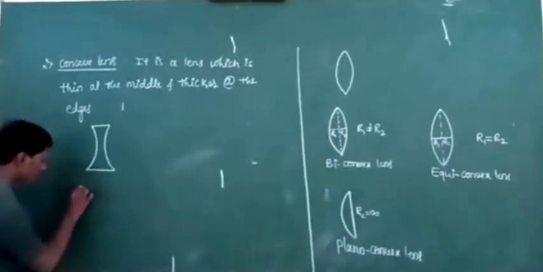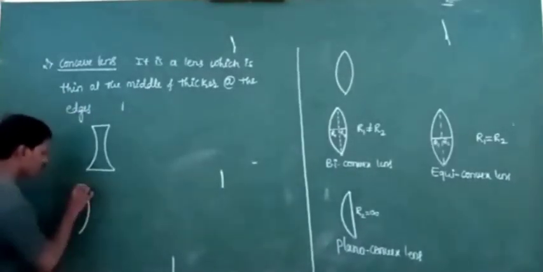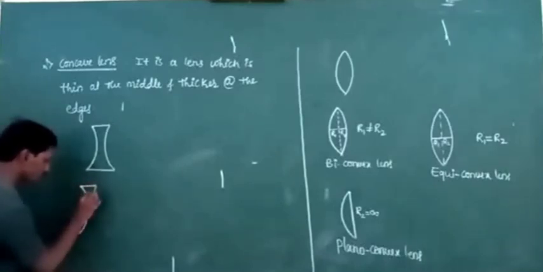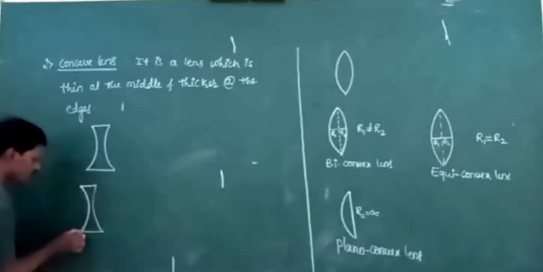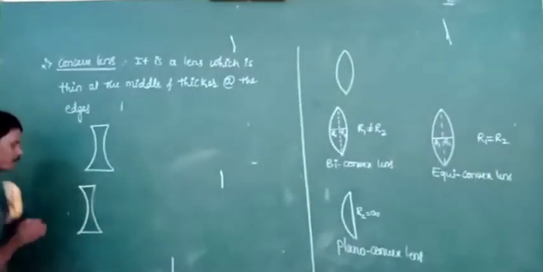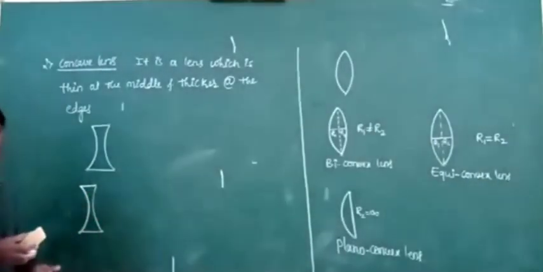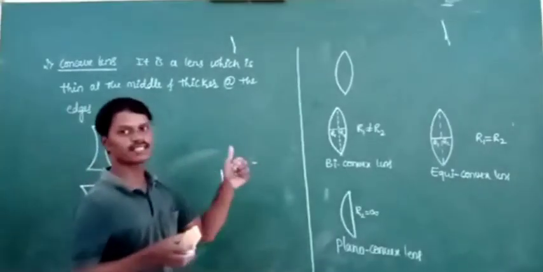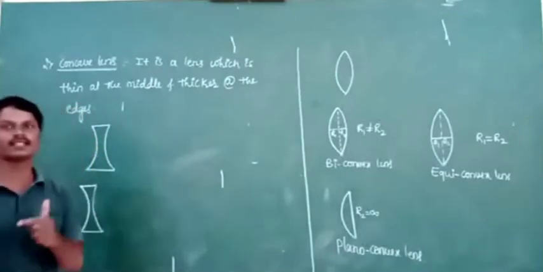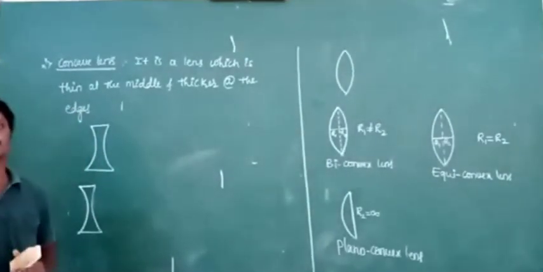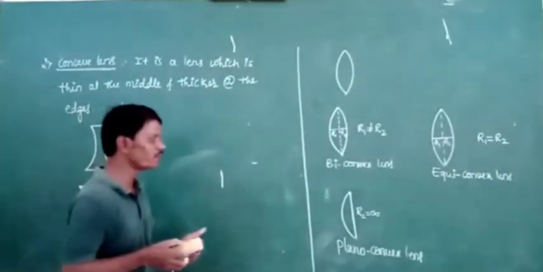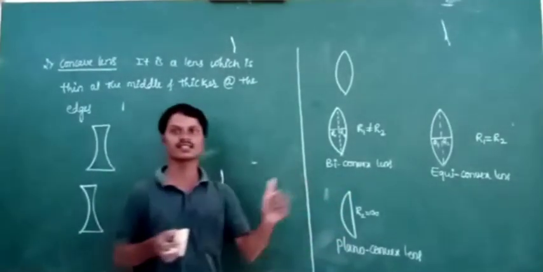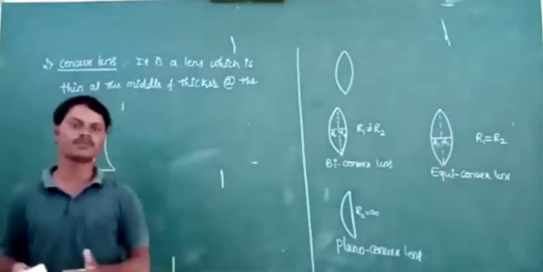See here. It is one surface, and it is another surface. Okay. So both having different radii of curvature. If both curved surfaces have the same radii of curvature, that lens is called equiconcave lens. Then next, what is planoconcave lens? Here it is a concave lens whose one surface is curved and another surface is plane.